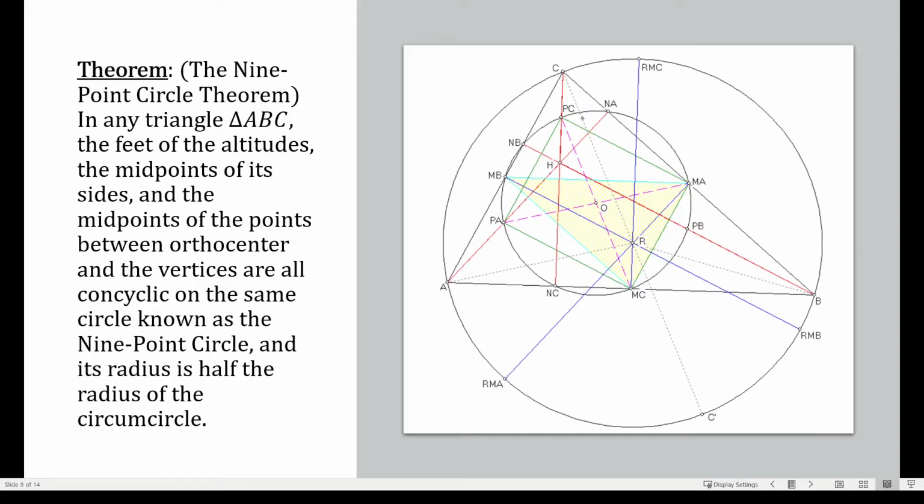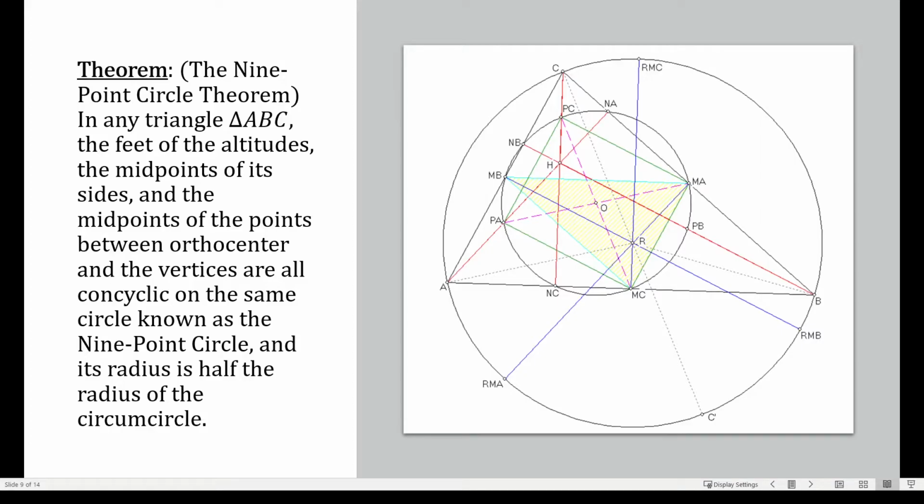Hence the line MAPC is perpendicular to the line PAPC, and it is also perpendicular to MAMC. The same follows for the line PAMC is perpendicular to MAMC and PAPC. So the figure created by the points MA, PC, PA, and MC is a rectangle. By lemma 3, all rectangles are cyclic, so we can draw a circle around those points.